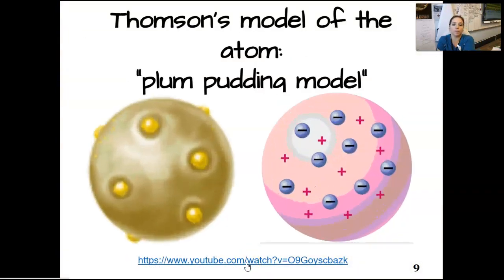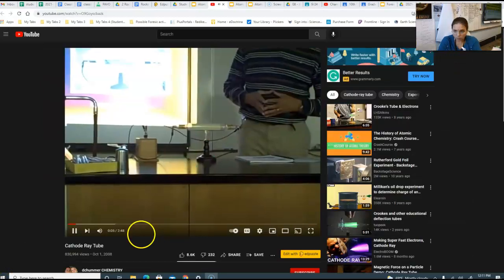And he had the plum pudding model. So that just looked like there was that ball, Dalton's ball, but with little negative particles all over in it. And we're going to jump to this. So we're looking at this.